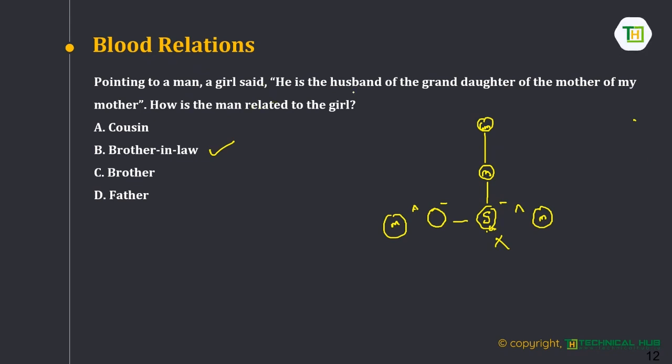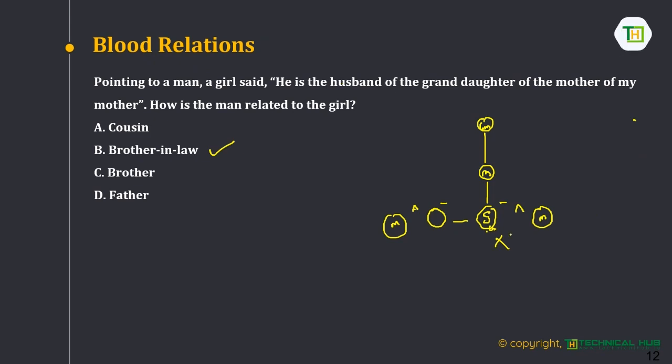So here the word my is given, my word replaces the speaker. Whoever said that, that person's name is taken, means here the speaker's name is taken. Okay, so here the speaker is the girl. So mother of my mother. So the speaker's mother's mother means grandmother. So the granddaughter of this person means here taken as the speaker or sibling. Here only granddaughter is given, so that's why I'm taking the speaker or the speaker's sibling.